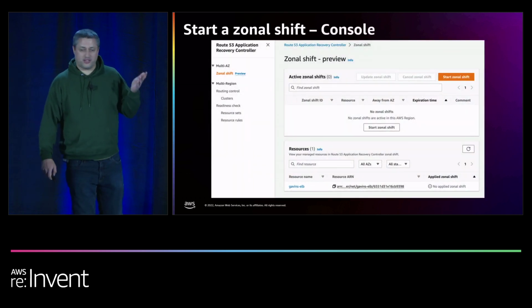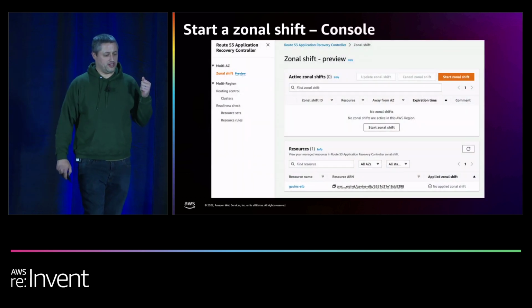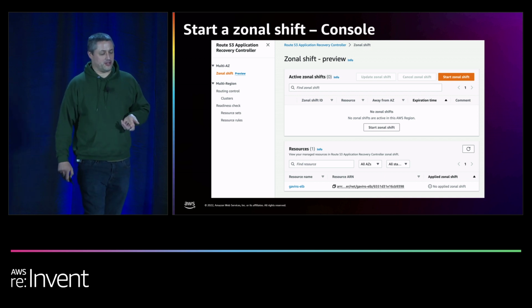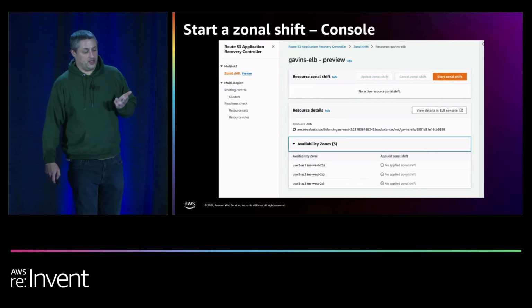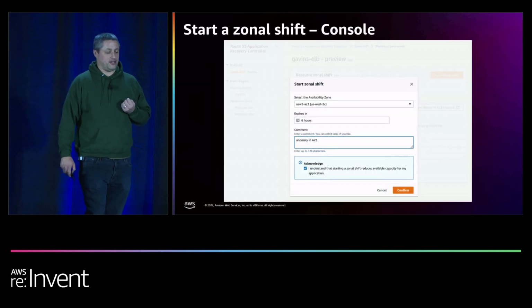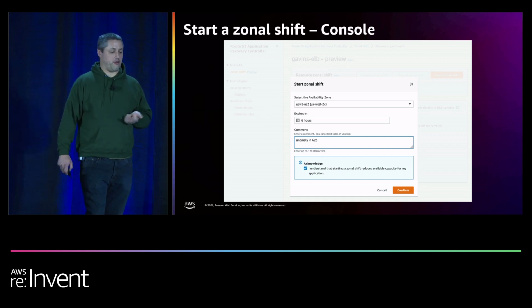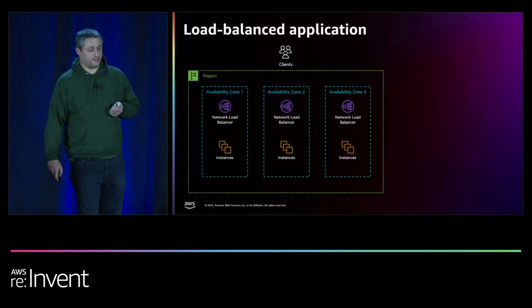You can do this in the console, obviously. So we have a console for this. This is a small page. I don't have a lot of load balancers, but down the bottom you can see the resources I have. And this is looking at one resource, and I can click Start a Zonal Shift, choose the AZ I want to shift, set an expiry time, and acknowledge it. And that's pretty much it.